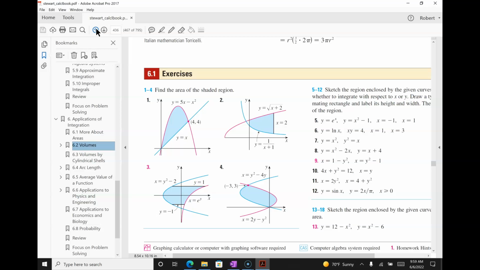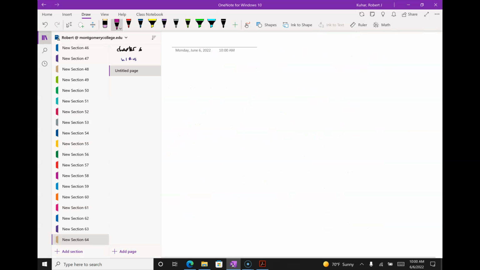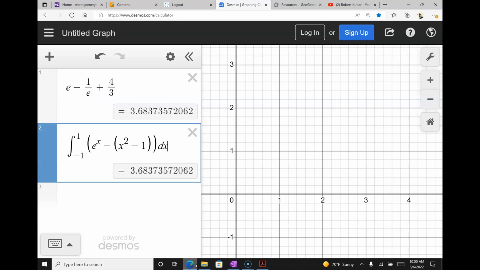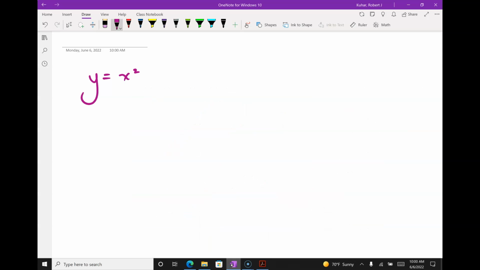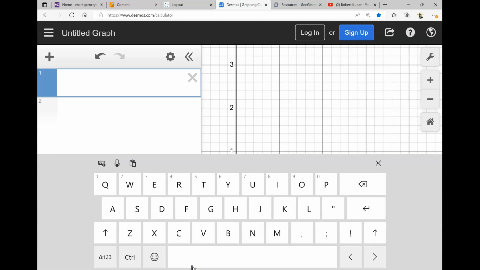Let's do 7. y equals x squared and y squared equals x. Sorry, y equals x squared, y squared equals x. Now what's crazy is our calculators won't be able to graph this, but Desmos can. So lucky us, we're using Desmos.